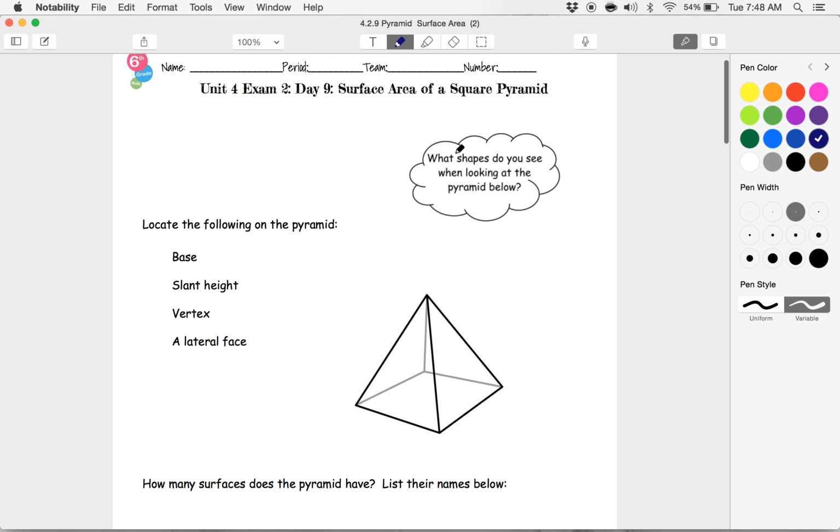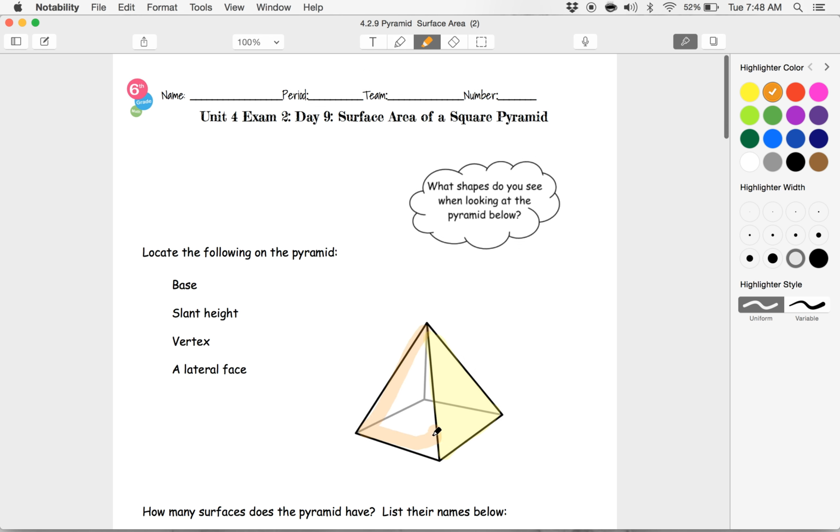Now, you're going to see this little bubble. What shapes do you see when looking at the pyramid below? Sometimes it's hard because it's on paper and it's not actually 3D in front of you, but I want you to think, what do you see? If I take my highlighter, I can see a triangle. So we've got one triangle. We've got another triangle. So that's two triangles.